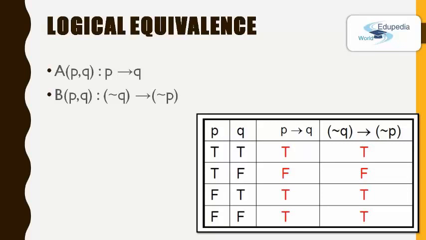So for that, we have to draw a truth table and show that the outputs of those two expressions are the same. Now both of these expressions have the conditional operator. If you remember, when we introduced the conditional operator, we said when the left hand side input is true and the right hand side input is false, the output would be false, otherwise it is true. Now in the truth table, the third column shows the compound proposition A and the fourth column shows the compound proposition B, and both of them have equal output. Therefore, we can say both of these compound propositions are logically equivalent.